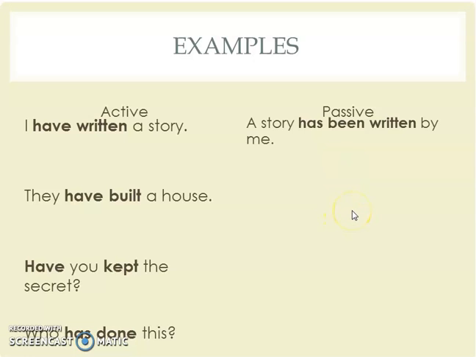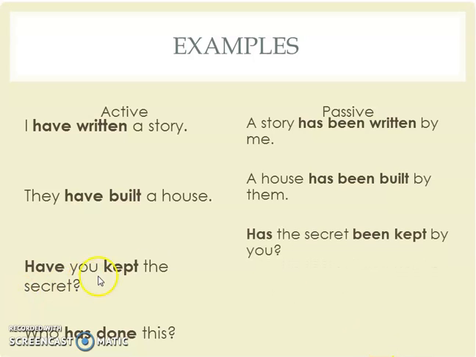In the next example, they have built a house. Here they is subject, have built is a verb, and a house is object. So we have, a house has been built by them. Next we have, have you kept the secret? This is a question. In question form, we write has or have at the start of the sentence. So the answer will be, has the secret been kept by you?